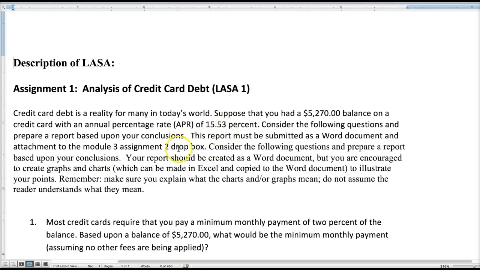We want to consider the following questions and prepare a report based upon your conclusions. And this report must be submitted as a Word document, and submitted inside of the Module 3 assignment Dropbox. So I cannot accept an email. I need to accept it this way so that I can grade it via the rubric. Okay. If you send it to me via email, that's fine, but just know that you're also going to have to upload it in the Dropbox inside of my virtual campus here for me to be able to actually count it.